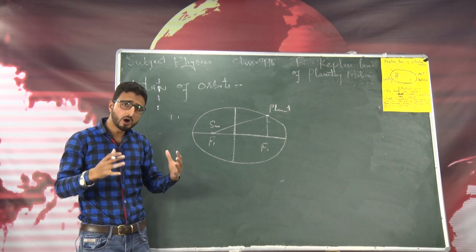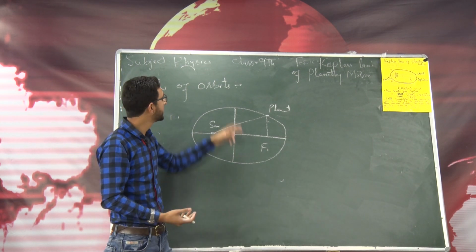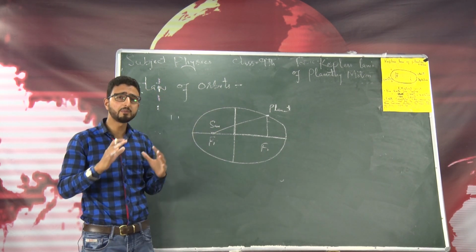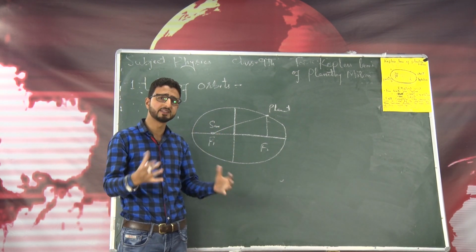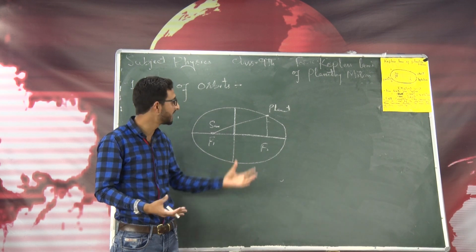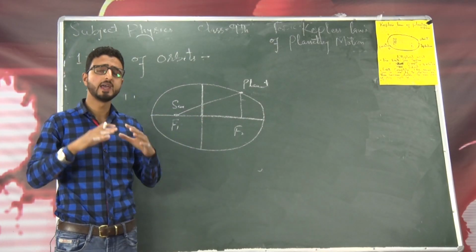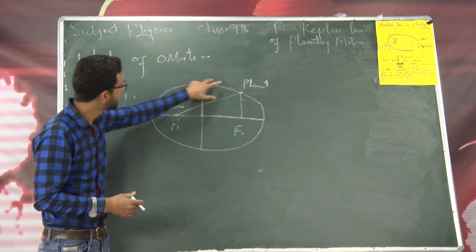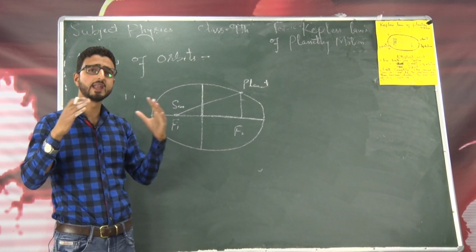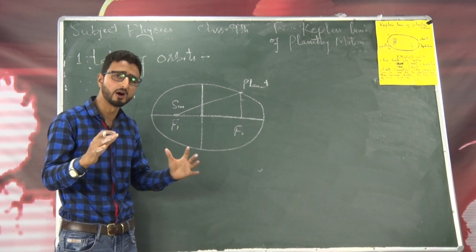Now the path followed by a planet is called the orbit. So Kepler's first law basically defines the path followed by a planet, that is the trajectory followed by a planet, and from Kepler's law it is elliptical in nature. So the path followed by a planet around the sun is an ellipse. It is an elliptical path, right?